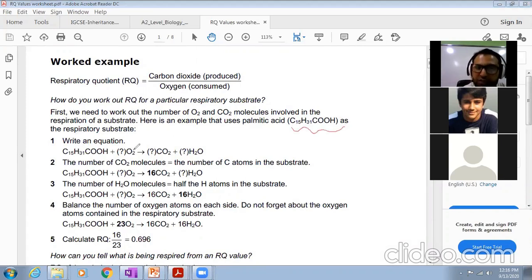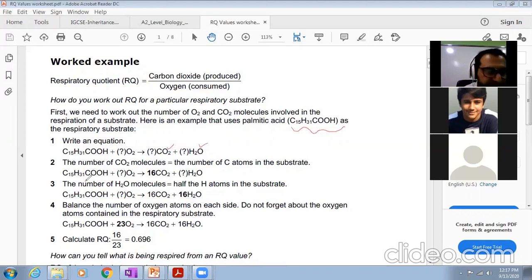From your knowledge, you know that for respiration we need oxygen. So definitely you will add oxygen, however much is consumed. Then you will write carbon dioxide plus water. Up to here, you keep it general. After that, you will balance both sides so that I know how much carbon dioxide is produced and how much oxygen is consumed. The first step: the number of carbon dioxide molecules is equal to the number of carbon atoms in the substrate. Count the number of carbon atoms in this substrate.